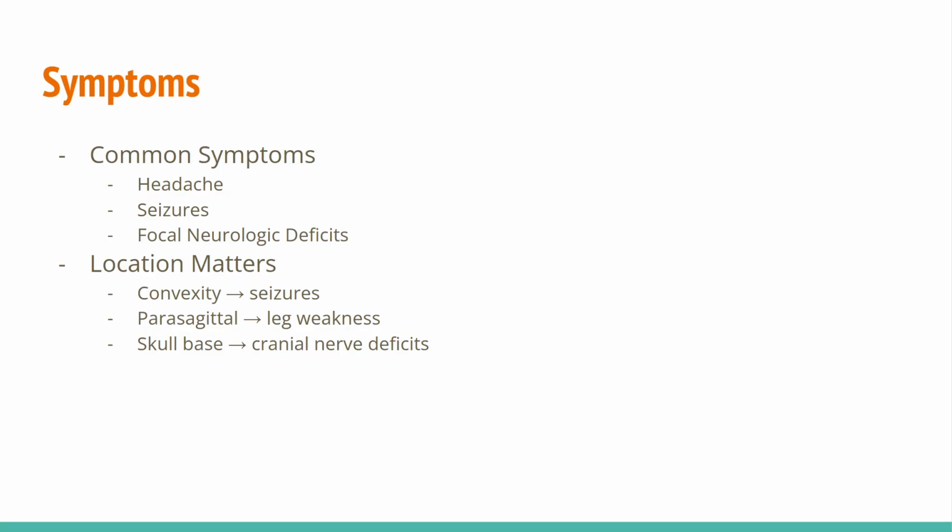Tumors along the cerebral convexities often can cause seizures, and parasagittal tumors can compress the motor cortex, which can cause weakness, especially in the lower extremities, so your legs. And tumors at the skull base may compress cranial nerves, which can obviously lead to cranial nerve deficits.